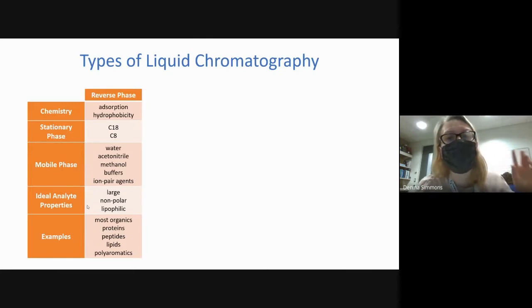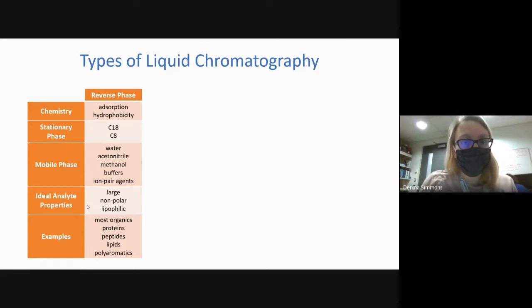And the ideal analyte that you want to separate on a reverse phase column would be larger non-polar or lipophilic analytes. You want things that are going to stick to the column that you can then pull off by changing your mobile phase chemistry. And so examples would be most organic molecules, so many metabolites, many synthesized organics and contaminants or drugs, proteins, peptides, lipids, and polyaromatics. So for those of us who do contaminant work, PAHs are well separated on C18 columns.